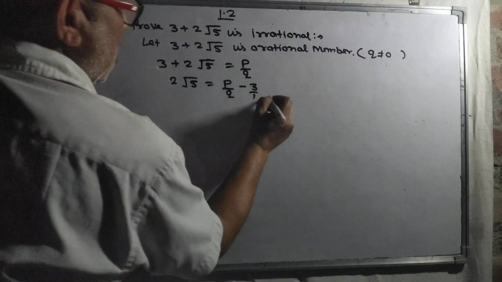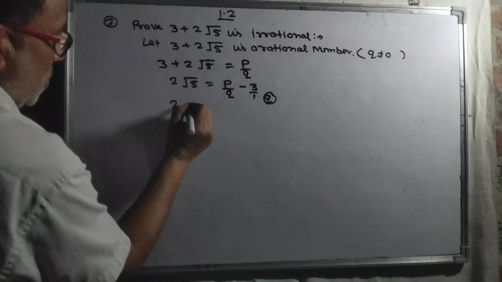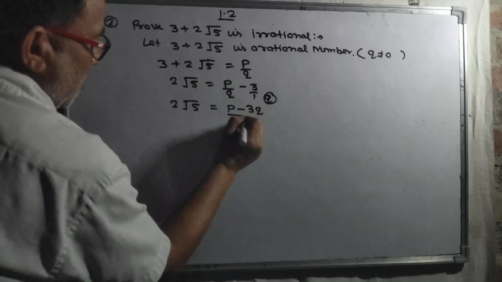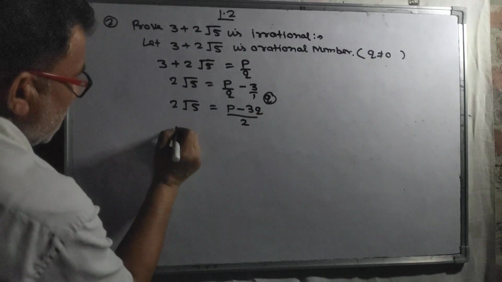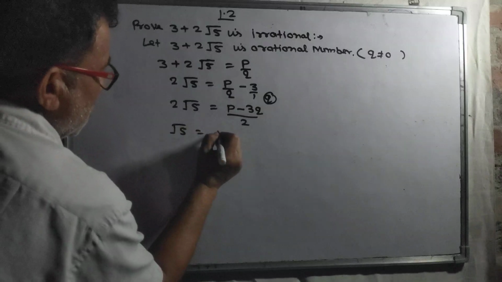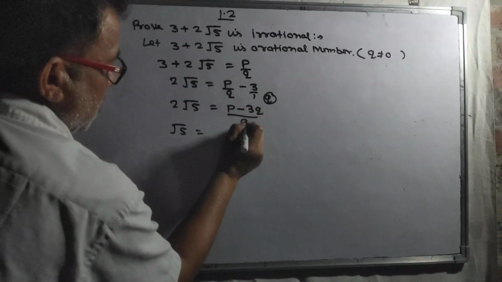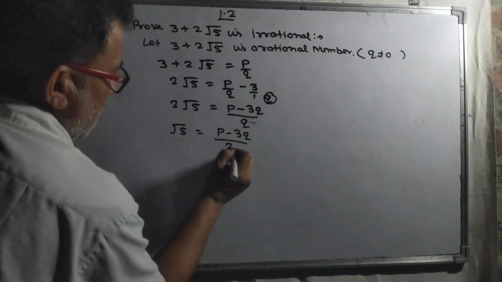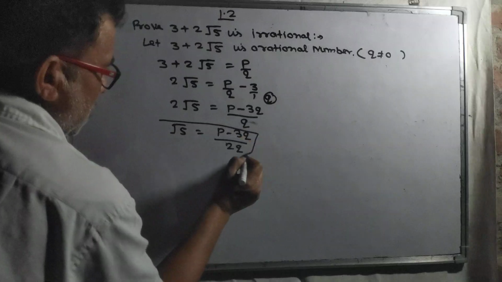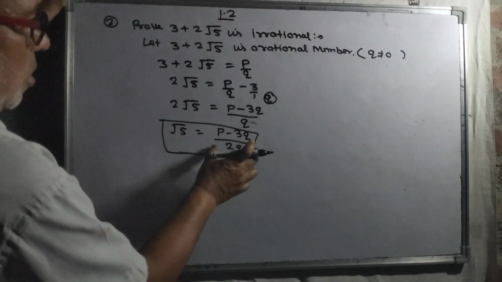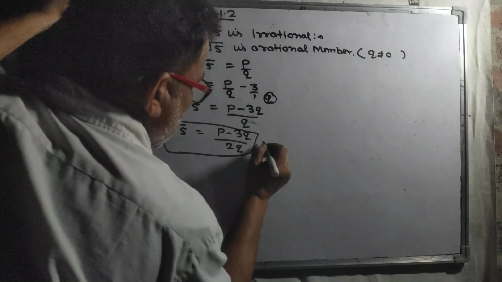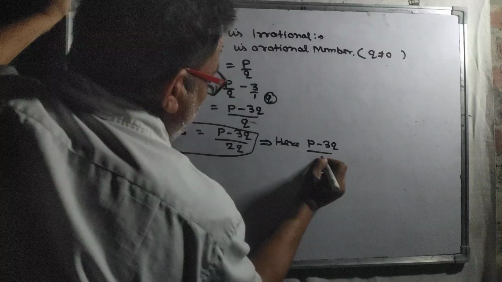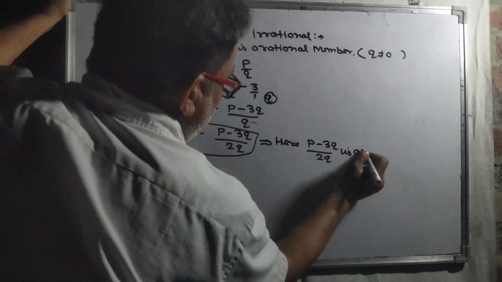Taking q as the LCM, it can be written as 2 root 5 equals p minus 3q upon q. So root 5 equals p minus 3q upon 2q. It is in the form p by q. Here p minus 3q upon 2q is a rational number.